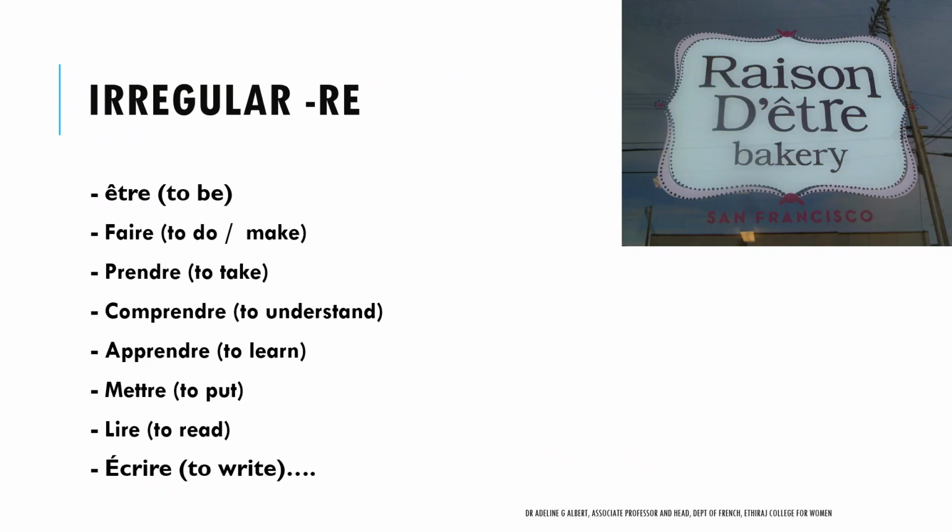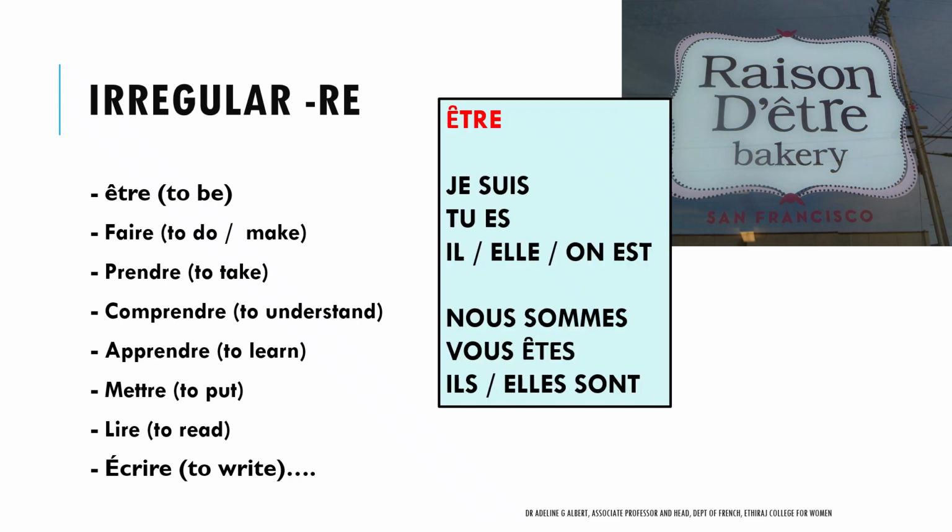Just like ER verbs, you have irregular verbs, but the difference is ER you only had one irregular, IR you had quite a few, and RE you have quite a few. D'accord? And the one you have to know is the verb être, which is to be. It is the verb to be. To be or not to be? That is the question all of us need to answer.